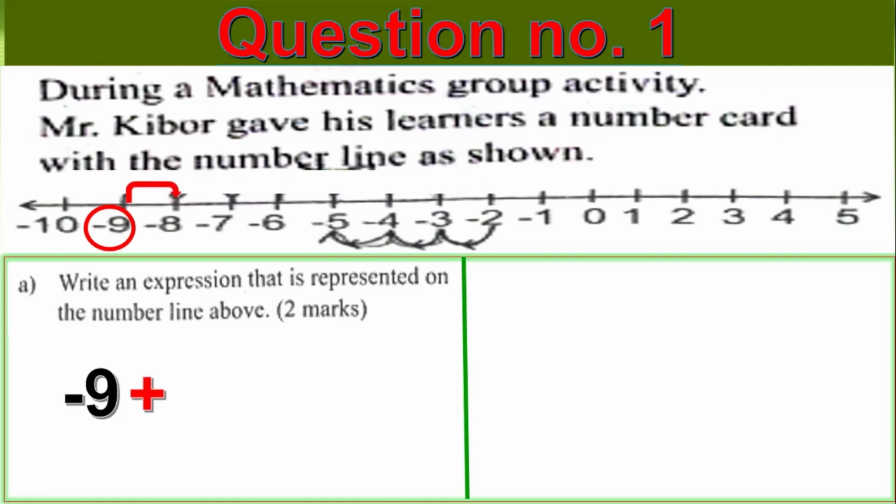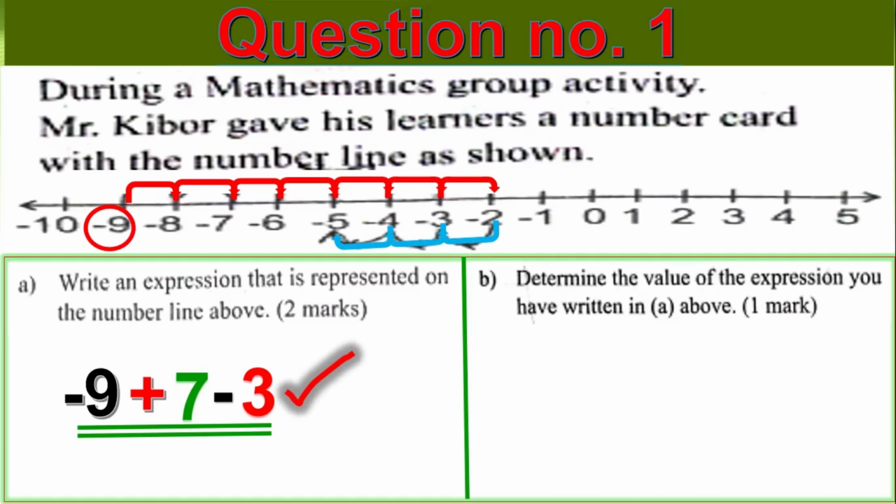Let's count 1, 2, 3, 4, 5, 6, 7. So you'll say -9 plus 7. Then we look at the direction again. It has changed, moving to the left. Moving to the left, we minus. So let us minus. Minus what? Then we count the steps. From -2 to -3 to -4 to -5. So this is 1, this is 2, this is 3. So the correct answer is -9 plus 7, minus 3.